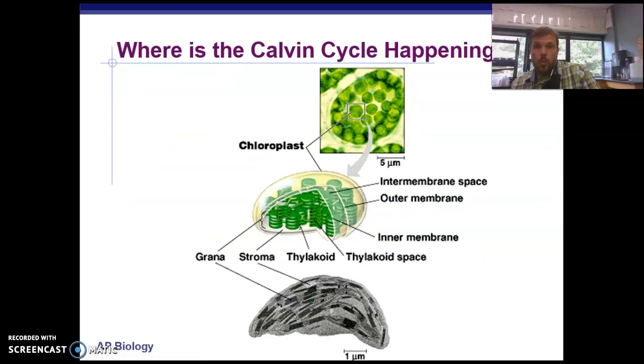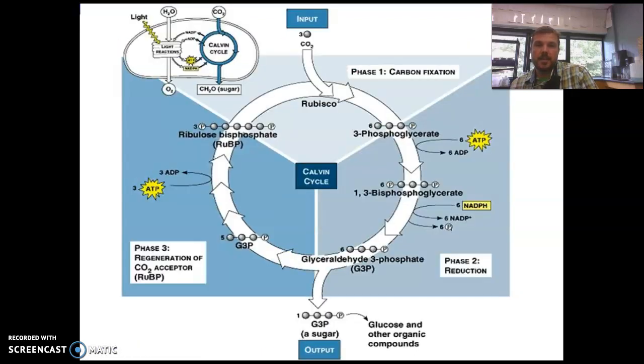Where is it happening? Well, it's happening in the chloroplast, like everything else with photosynthesis, but it's happening near the thylakoid, not in the thylakoid or on the thylakoid membrane like the light-dependent reactions. This is happening in the fluid-filled space in between the thylakoids, those grana are the stacks of thylakoids, so it's happening in this space in between the thylakoids called the stroma. That's where the Calvin cycle is happening.